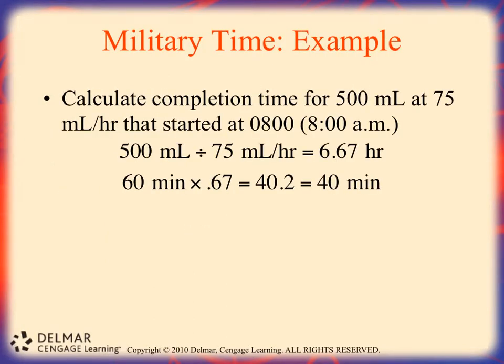So let's calculate the completion time for 500 milliliters. It's running at 75 milliliters an hour. It started at 0800 or 8 o'clock a.m. We take our 500 milliliters to get our infusion time and divide that by 75 milliliters an hour. We've already done this problem. It's going to take 6.67 hours. So 60 minutes times 0.67, that's our fractional hour, is going to be 40.2, which would be 40 minutes.